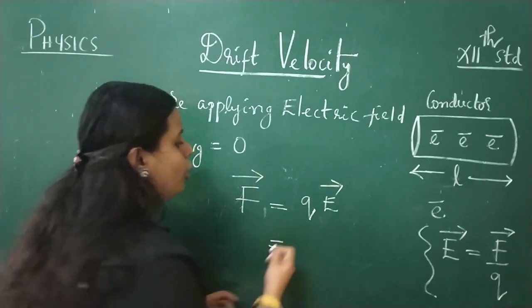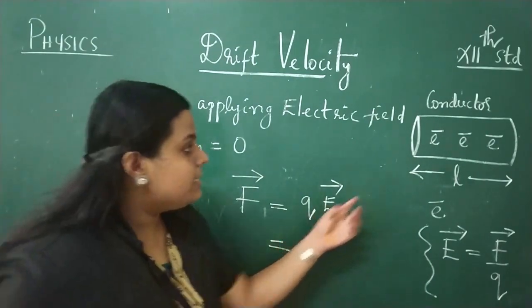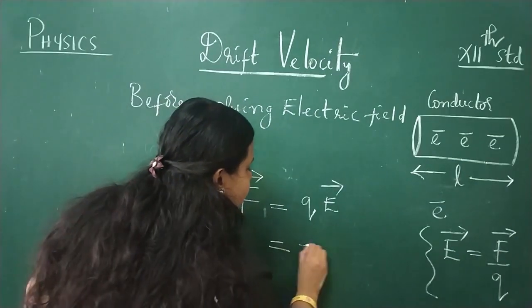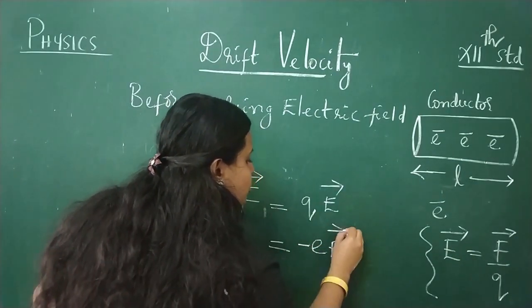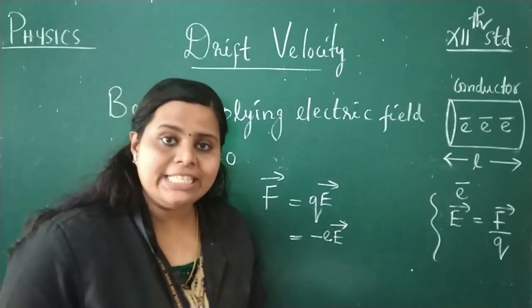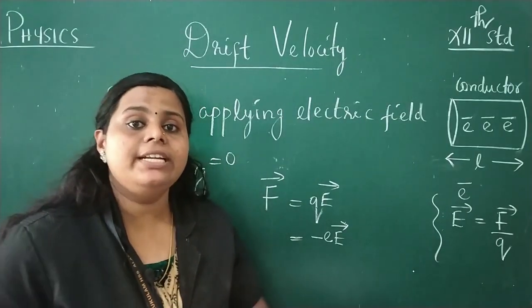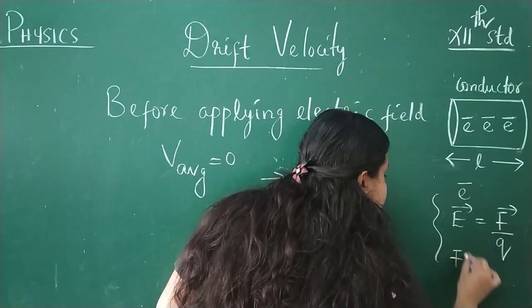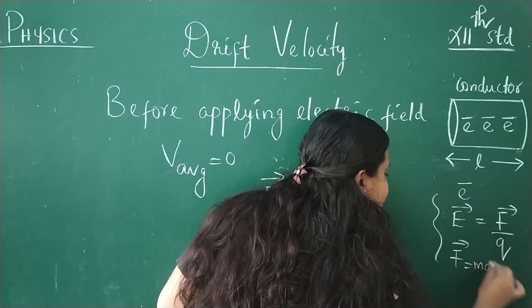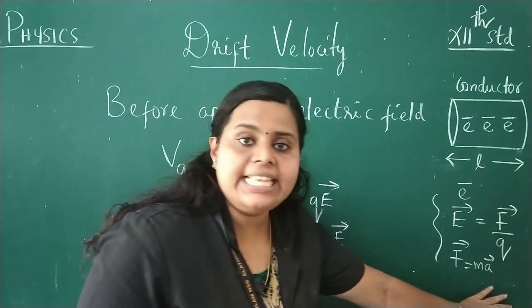And here, what about this charge Q? That is electrons. So we can write minus e into the electric field. Now listen children, in mechanics we have learned an expression for this force. What is that expression? F is equal to m into a, where m is the mass and a is the acceleration.